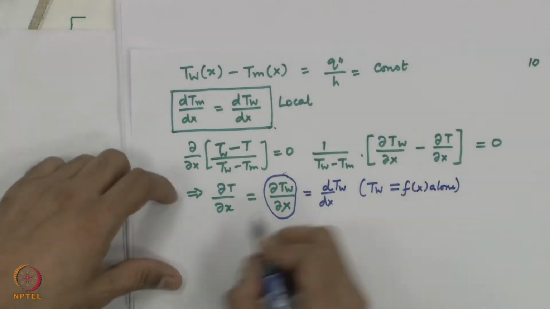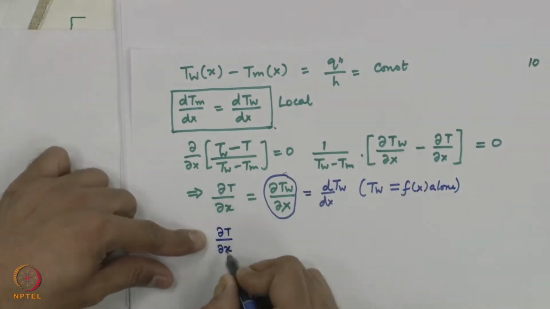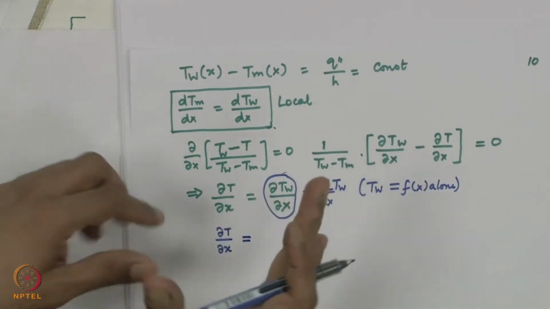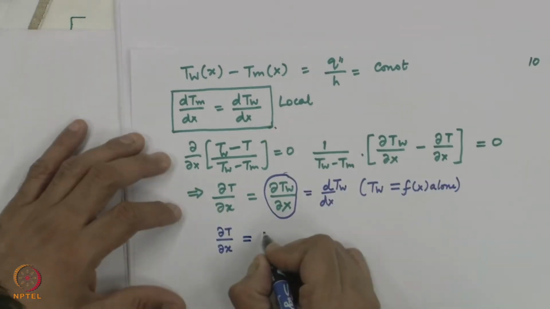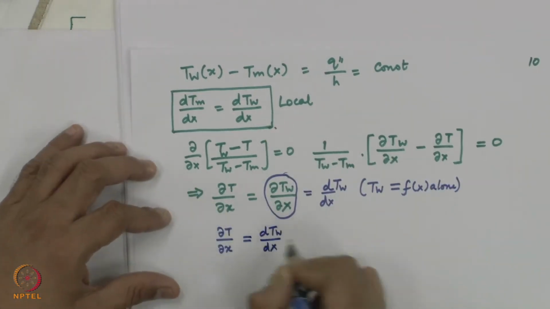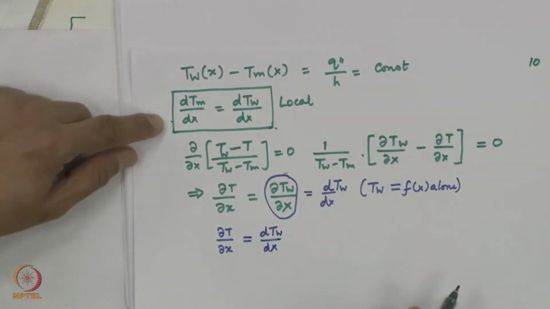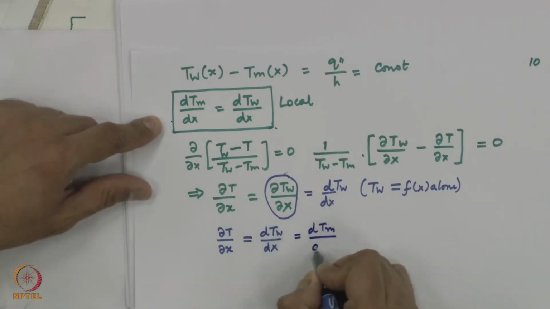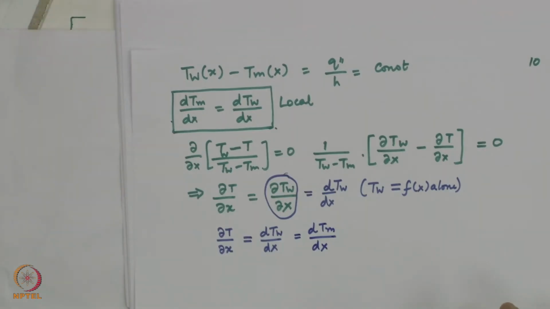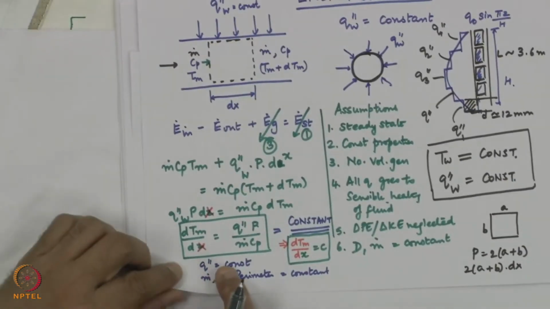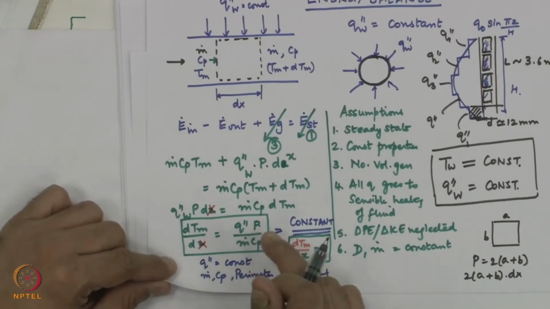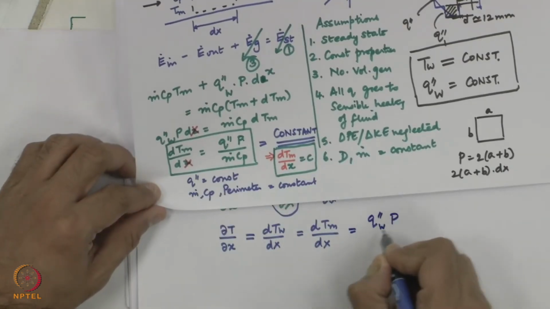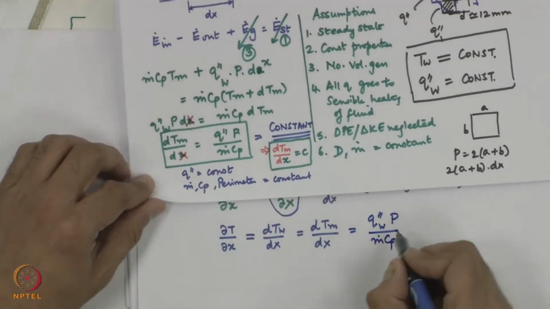Okay. So, what does this bring me to? dT by dx, the local temperature variation in the x direction. What is the x direction? The bulk flow direction, the axial direction. This is equal to dTw by dx, very good. But then we also showed this dTw by dx is equal to dTm by dx. So, this is dTm by dx, and what is the value of this quantity? dTm by dx we showed is a constant given by q double prime p divided by m dot Cp, q wall perimeter by m dot Cp, which is a constant.